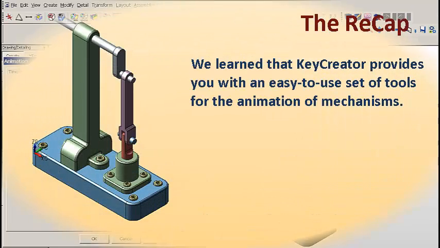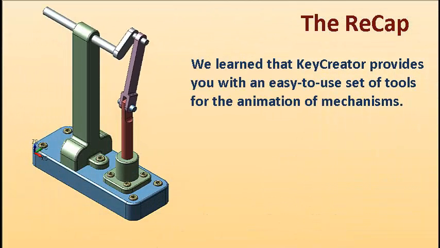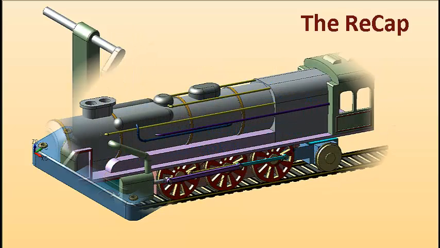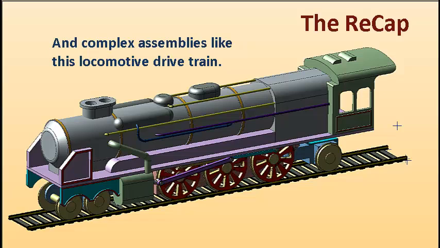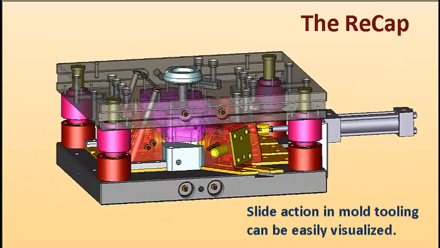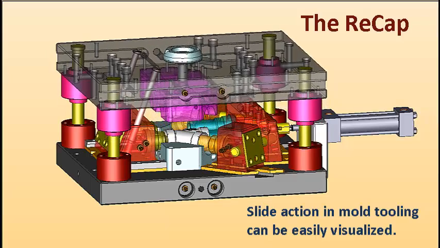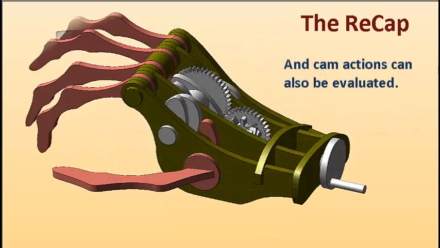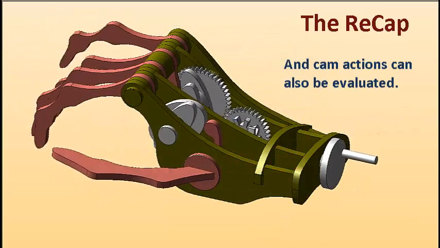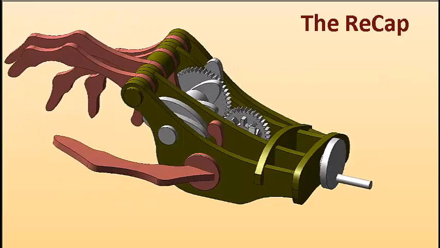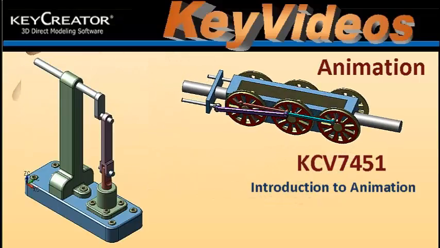So let's recap. We learned that KeyCreator provides you with an easy-to-use set of tools for the animation of mechanisms. You can quickly animate simple crank assemblies like this, and complex assemblies like this locomotive drivetrain with full quartering action. We can quickly look at slide action and mold tooling, and also evaluate cam actions. In this video, we've looked at some of the amazing things that we can do with KeyCreator animation.